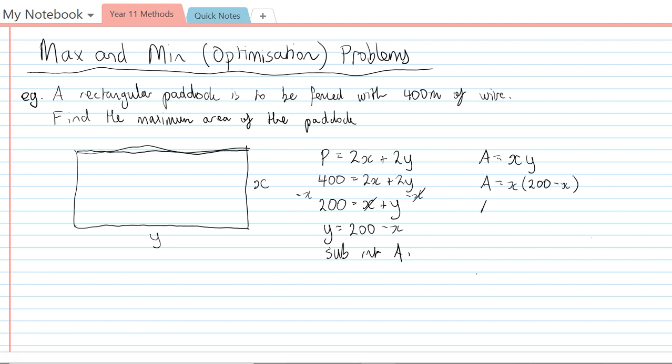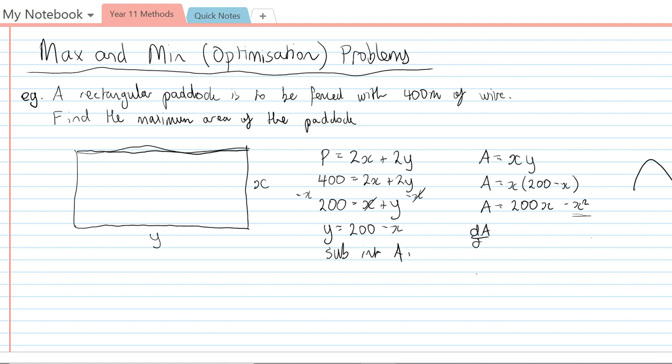First things first, I'm going to expand it out. So the area is equal to 200x minus x squared. And looking at the highest powered term there, the x squared term, I can see that it's negative, and so the shape of this graph is going to look like that. We know it has to have a maximum. I can differentiate this to find where the maximum is.